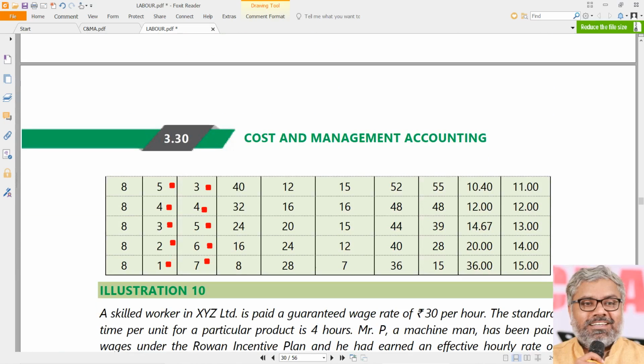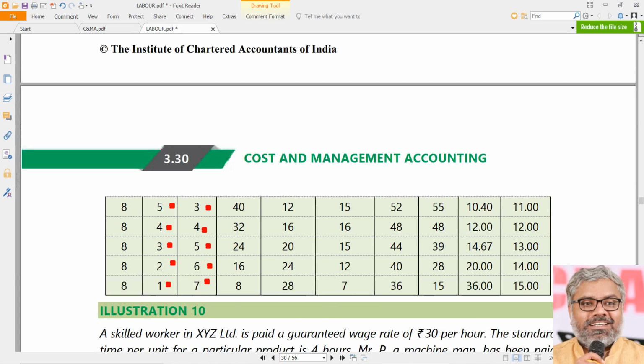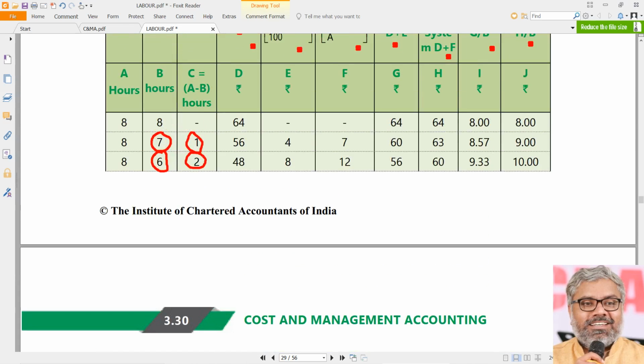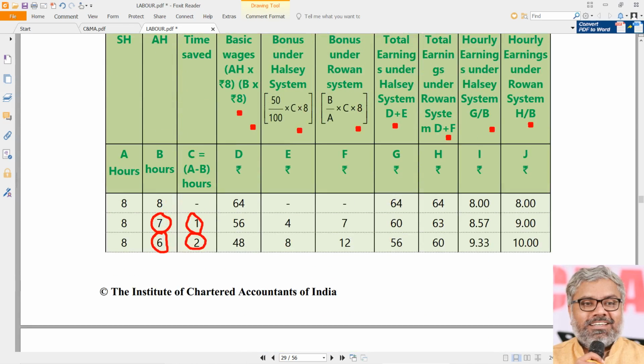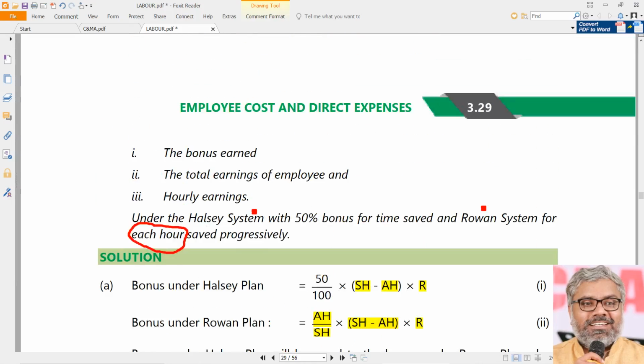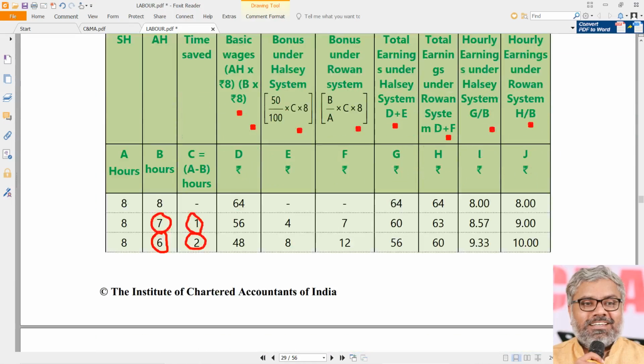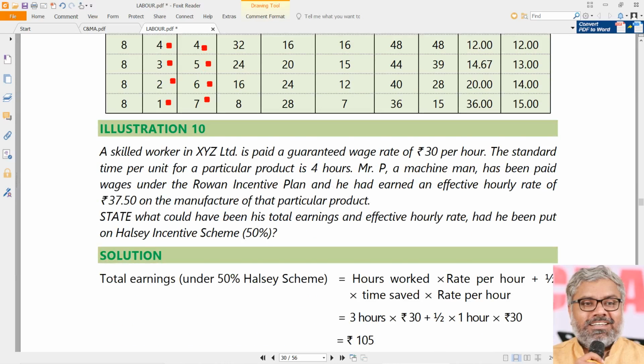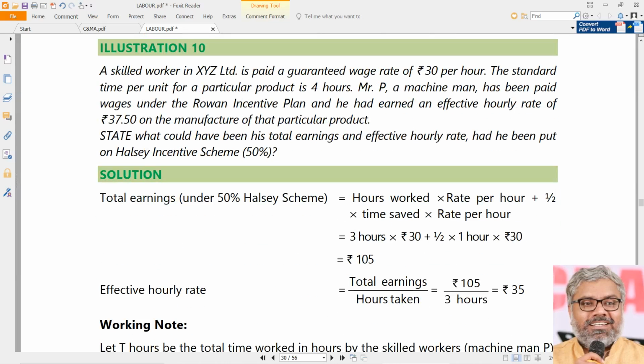You need to put pen on paper, do this exercise, practice this. Without looking at answers, you can just calculate them. Use the calculator, pen and paper. Don't try to audit this. So that is one more practice question which tells us about application of Halsey plan and Rowan plan. Then another question is also asked here, which is related to the same Halsey Rowan plans.